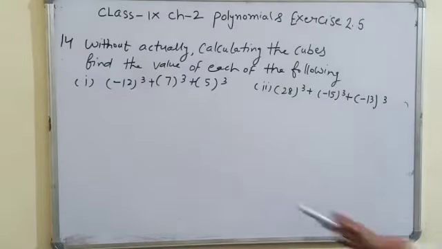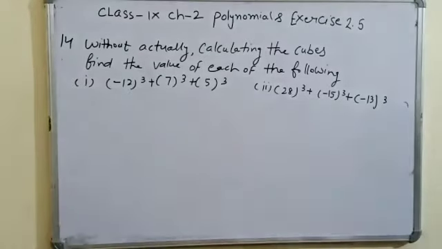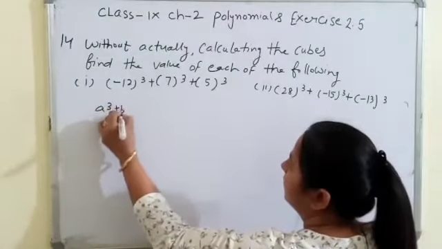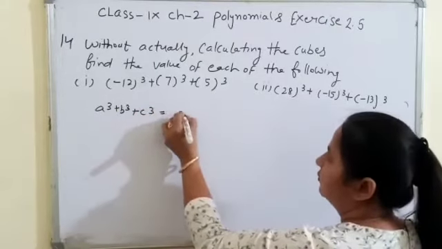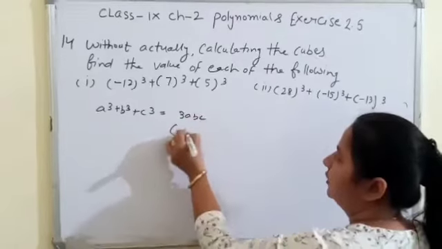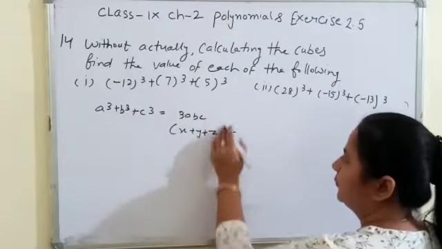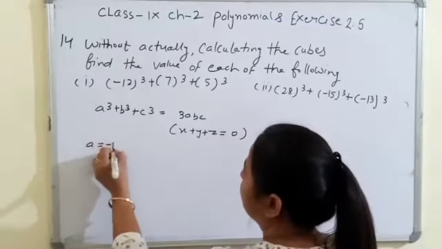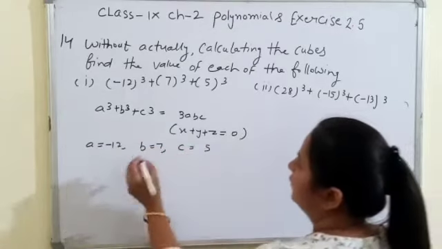Question 14 is, without actually calculating the cubes, find the value of each of the following. Recently I have proved a cube plus b cube plus c cube is equal to 3abc with the condition a plus b plus c should be equal to 0. So let's check it here. What is a? That is minus 12. b is 7. c is 5.